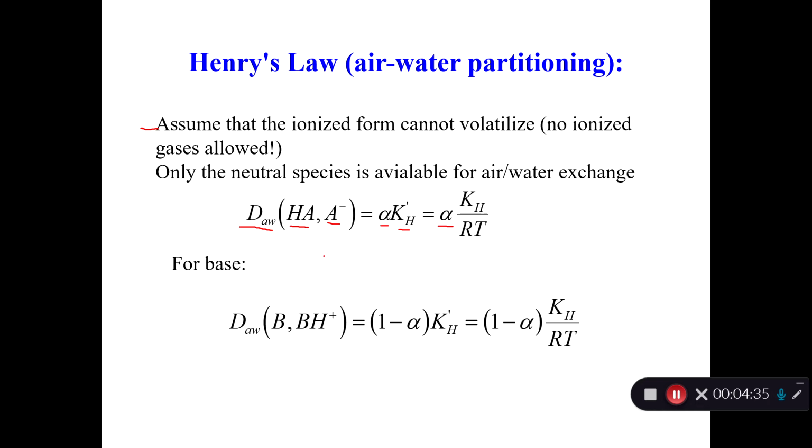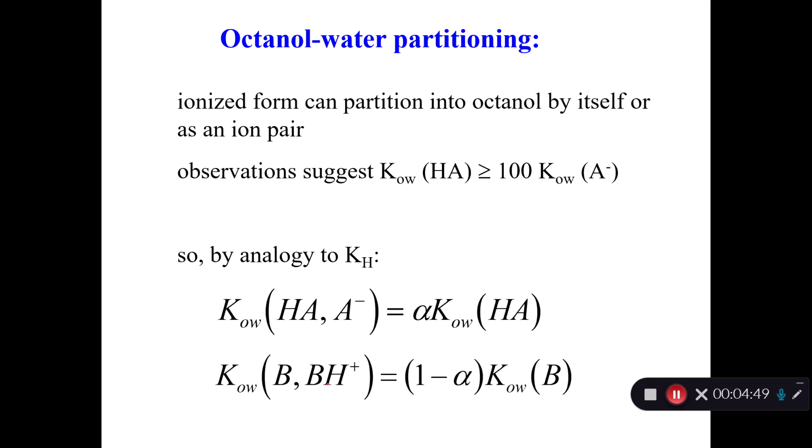But either way, you just multiply it by alpha, and you can get the distribution coefficient for this chemical partitioning between air and water. For a base, the fraction that's in the neutral form is 1 minus alpha. So the distribution coefficient for a base is 1 minus alpha times the Henry's law constant. So that's not too bad. And you can probably guess where we're going with this now.